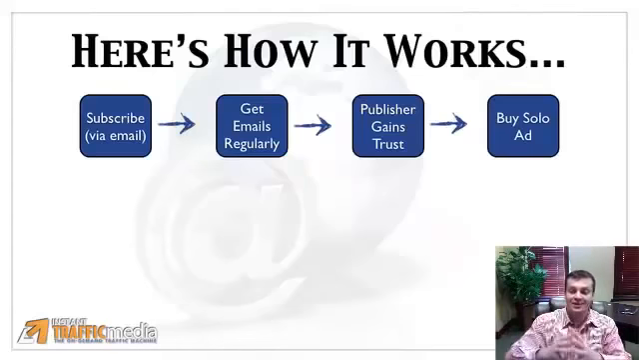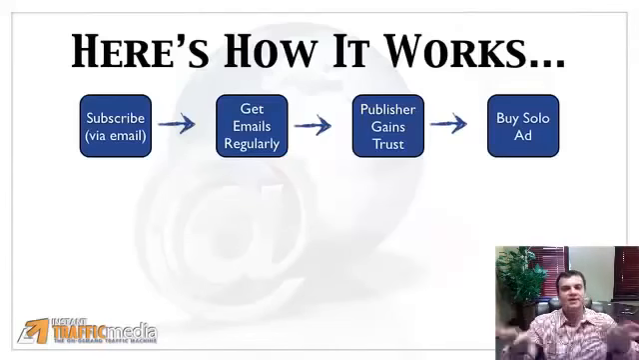So if this publisher has a list of 700,000 people, we type up an email, an advertising email, of course, with your link in it to your product. We give this email to that publisher, we pay him a little bit of money, and he takes this email and blasts it out to his entire subscriber base of 700,000 people.